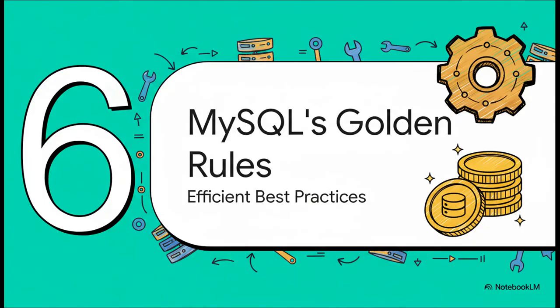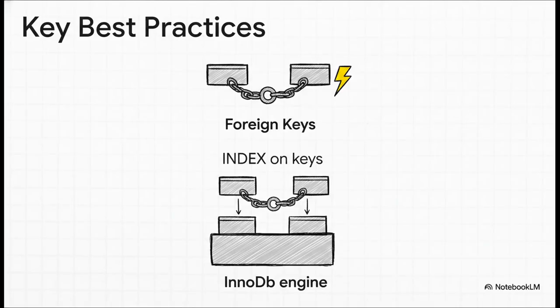We have covered a ton of ground, so let's just boil it all down to the absolute golden rules for building a solid, efficient, and reliable MySQL workshop. Here they are, the big 3. Rule number 1, use foreign keys. This is how you officially tell the database how your containers are linked, which protects your data. Rule 2, you should always create an index on those foreign key columns. This is what makes your joins super fast.